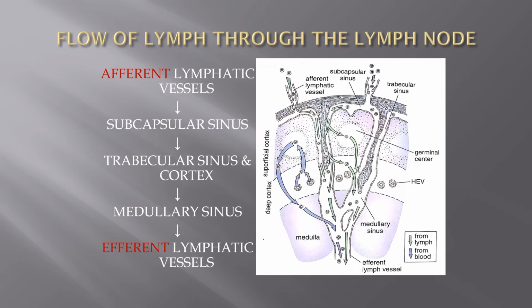Let us come to the flow of the lymph through the lymph node. The afferent lymphatic vessels that enter the lymph node at its convex side enter into the subcapsular sinus. From the subcapsular sinus, they enter into the trabecular sinus and reach the cortex of the lymph node. From the cortex, through these trabecular sinuses, it enters into the medullary sinuses. And here in the medullary sinuses, they drain through efferent lymphatic vessels and leave the lymph node through the hilum.